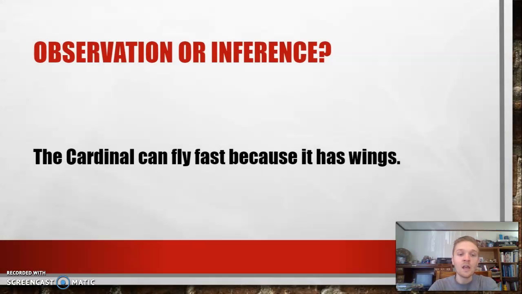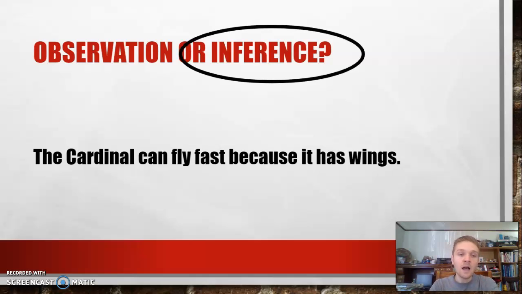All right, next one here. The cardinal can fly fast because it has wings. Is this an observation or is it an inference? The cardinal can fly fast because it has wings. Observation or inference? If you guessed inference, you're absolutely correct.